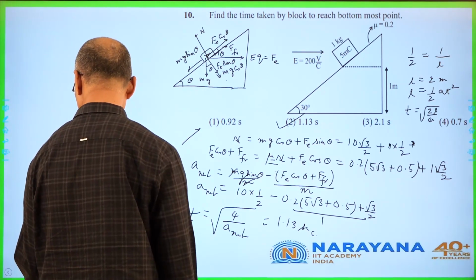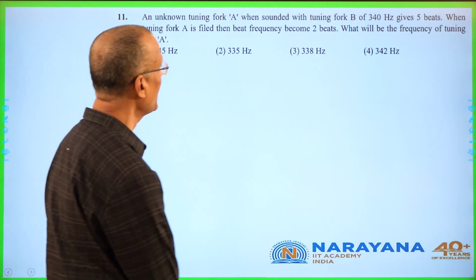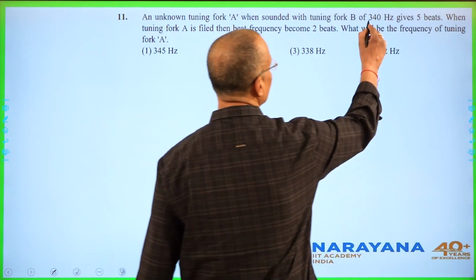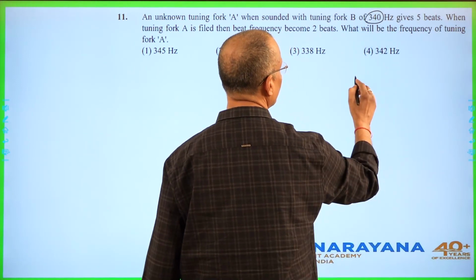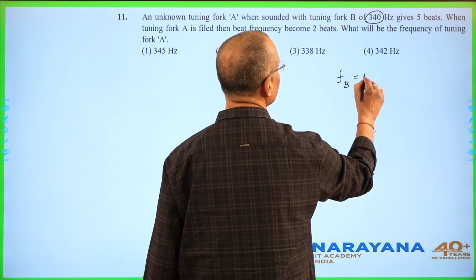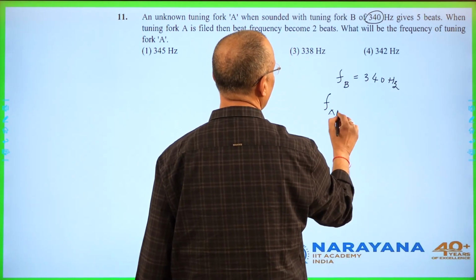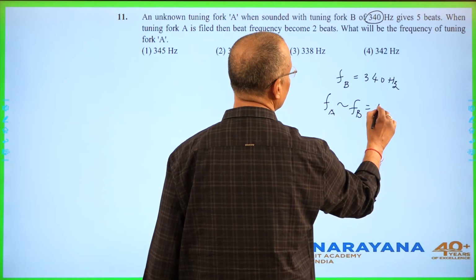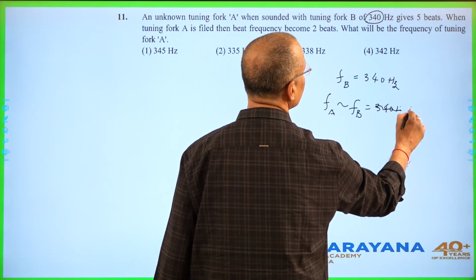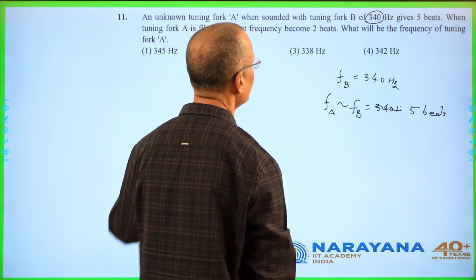Let us move now to the next question, question number 11. An unknown tuning fork A, when sounded with tuning fork B of 340 Hz, gives 5 beats. Concentrate on this 340. Frequency of B is 340 Hz. So the difference between FA and FB is 5 Hz. FA may be anything. This one they have given you 5 beats, so certainly they will be asking you FA.